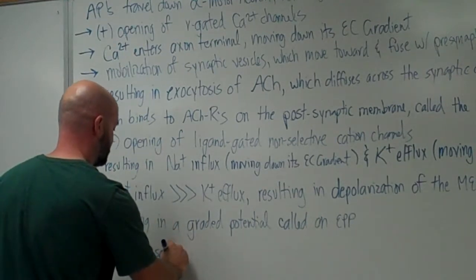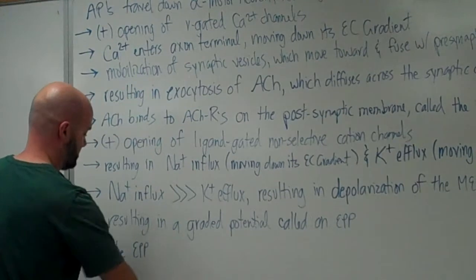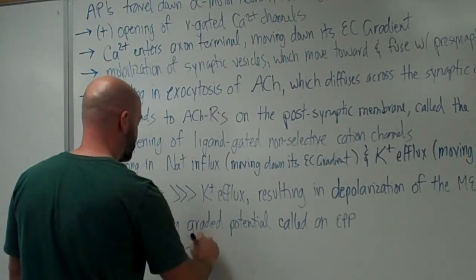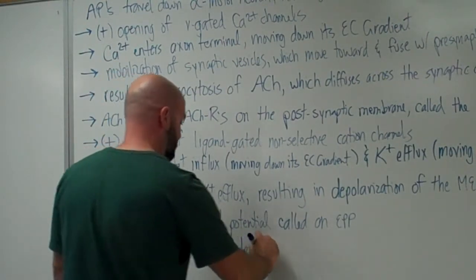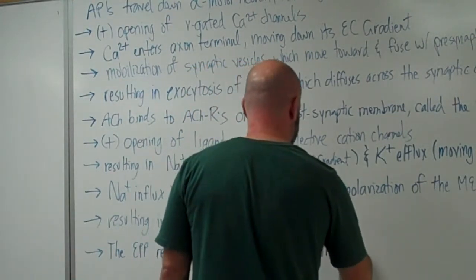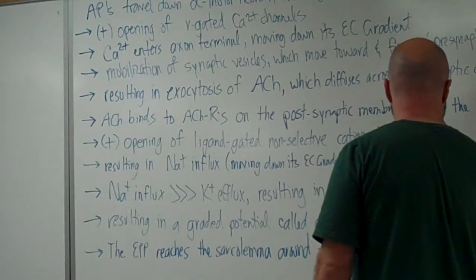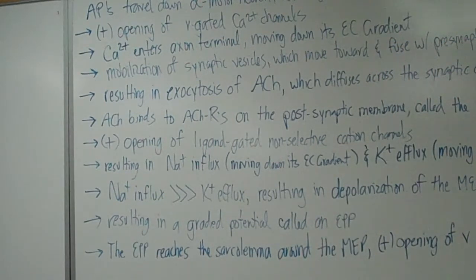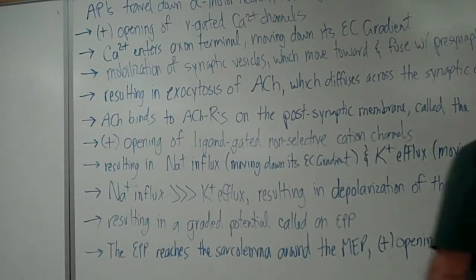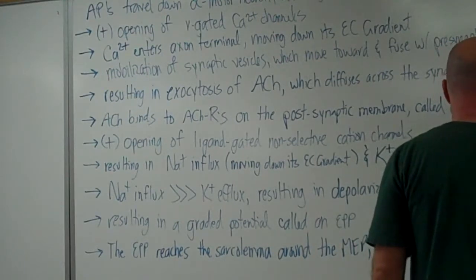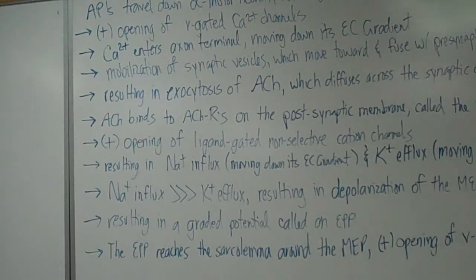EPP reaches the sarcolemma around the motor end plate, triggering the opening of not just sodium channels, voltage-gated sodium channels. So that's a good spot to end and say that is events at the NMJ, because the job of the neuromuscular junction is to get the sarcolemma depolarized. So we're ending with that.